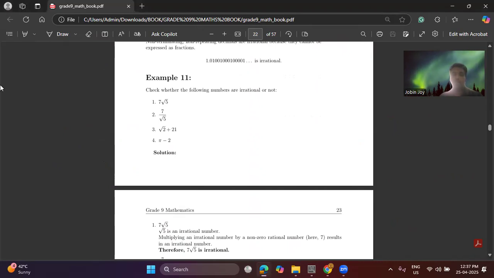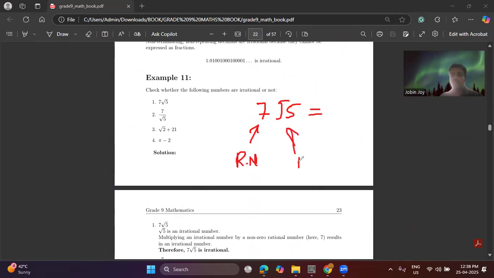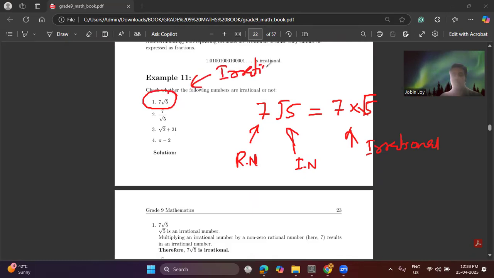Then next is 7 root 5. What is this? Is it a rational number or irrational? 7 is a rational number, but root 5 is an irrational number. So when you multiply a rational number with an irrational number, the solution will be irrational. So 7 root 5 is an irrational number.